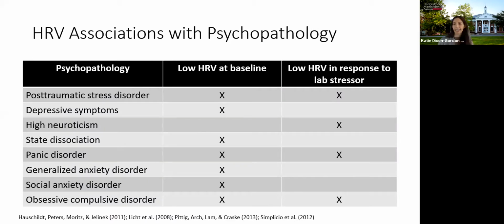I'm also just presenting an overall summary, and this is by no means a systematic review. This was just my best grasp of the literature. In general, lower resting HRV is associated with psychopathology across a number of different disorders. We also are more likely to see vagal withdrawal in response to laboratory stressors, so that decrease in parasympathetic functioning in response to usually a negative emotion cue in the laboratory.